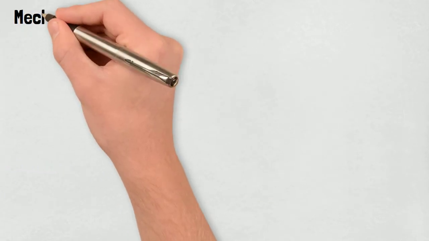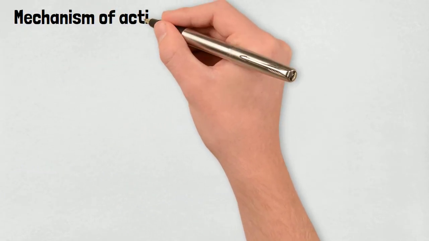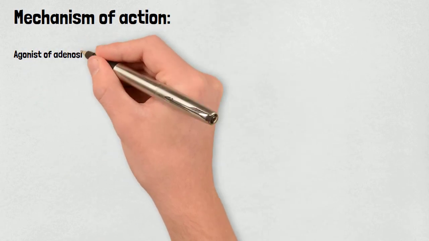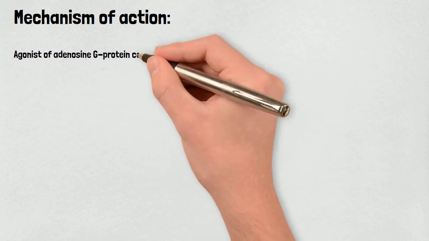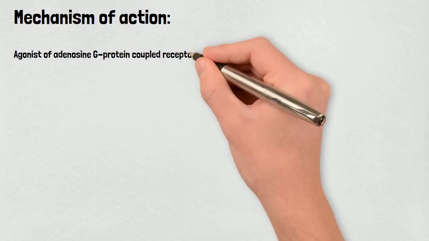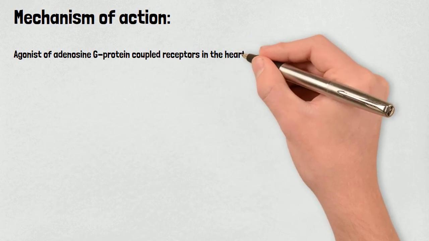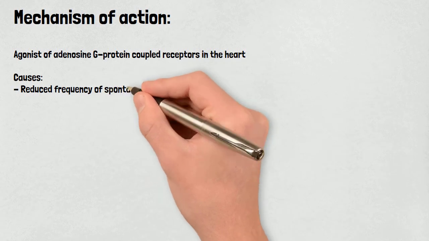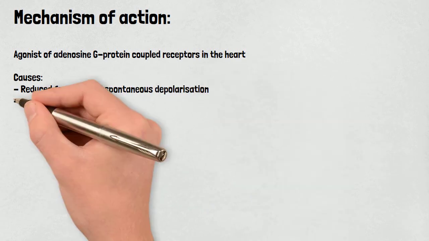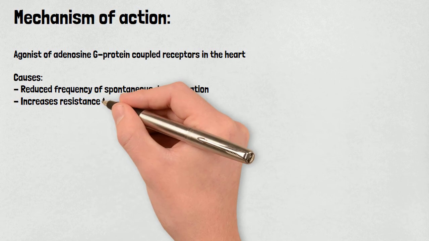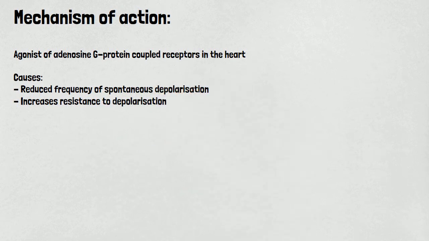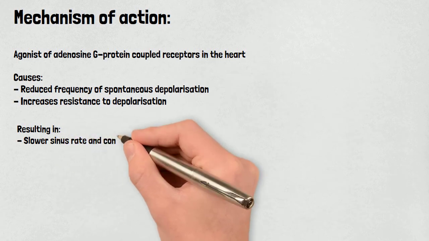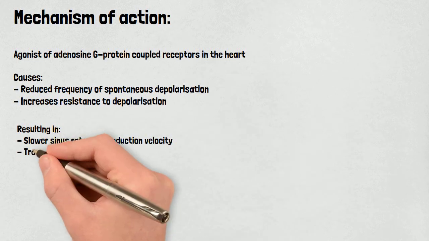Alright, so now let's look at the mechanism of action behind this. Adenosine is an agonist of adenosine G-protein coupled receptors found in the heart. Stimulation of these receptors causes several things. Firstly, it causes reduced frequency of spontaneous depolarization at the sinoatrial node. It also increases resistance to depolarization. And this results in a slower sinus rate and conduction velocity, and it also causes this transient atrioventricular block.